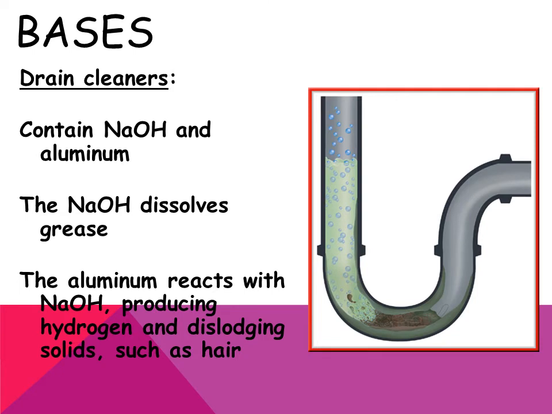Here's a specific base in drain cleaners. It contains NaOH and aluminum. The NaOH, or sodium hydroxide, dissolves the grease that's stuck in a drain, and the aluminum reacts with the NaOH, producing hydrogen gas, which is bubbles, and that dislodges the solid, such as a hairball.